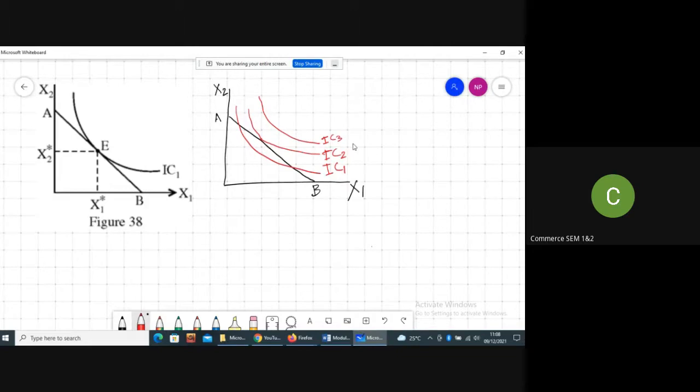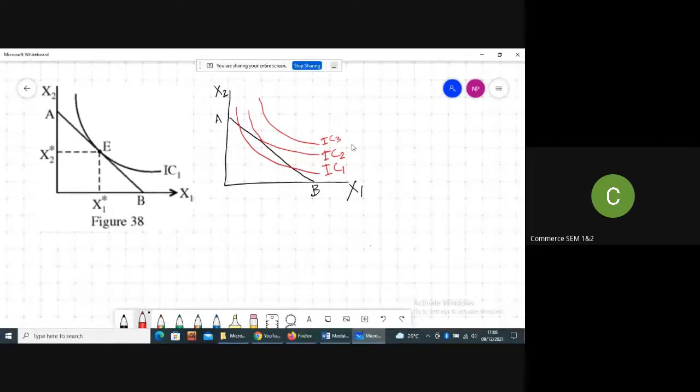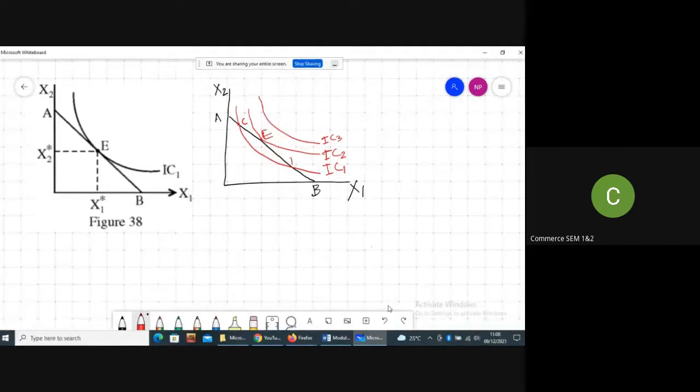So all these 3 points, say point C, point D, point E, all are on the budget line AB. So the consumer can purchase either at point C or at point D or at point E. Now, at which point will the consumer be purchasing? So call this point E, and this point D. So can anyone tell me?